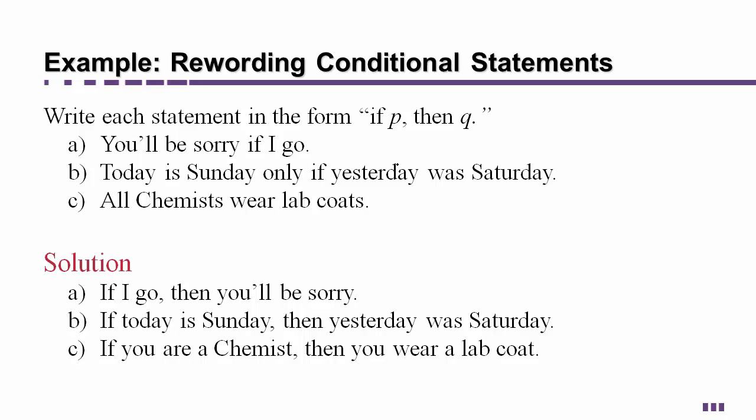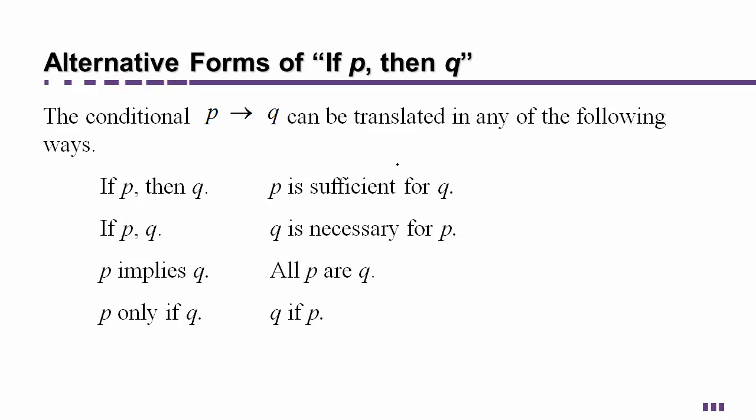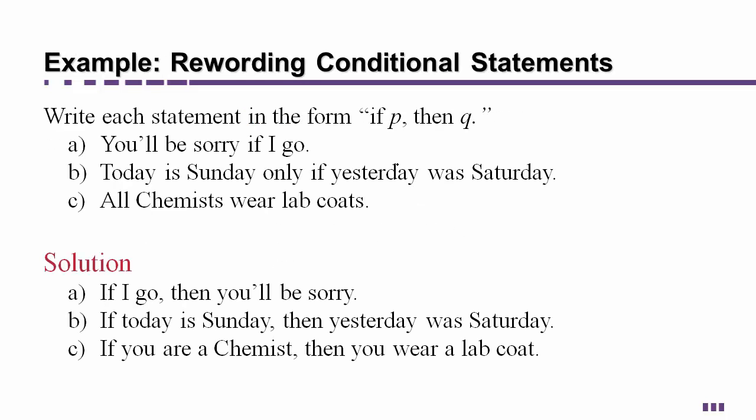And then "all chemists wear lab coats." That means, and if we look back up here, all P are Q, right? So "all chemists wear lab coats" means P implies Q, means if you are a chemist, then you wear a lab coat, okay?